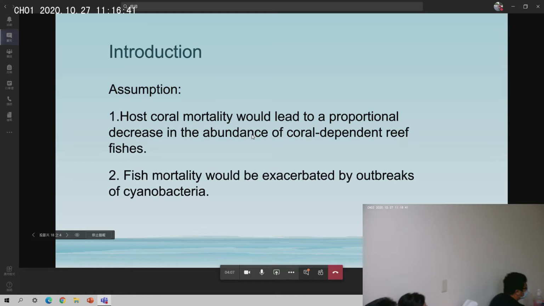This is our assumption before the experiment. First, host coral mortality will lead to a proportional decrease in the abundance of the coral-dependent reef fishes. And second, fish mortality would be exacerbated by an outbreak of cyanobacteria. The word exacerbate means that the condition gets worse and more severe.